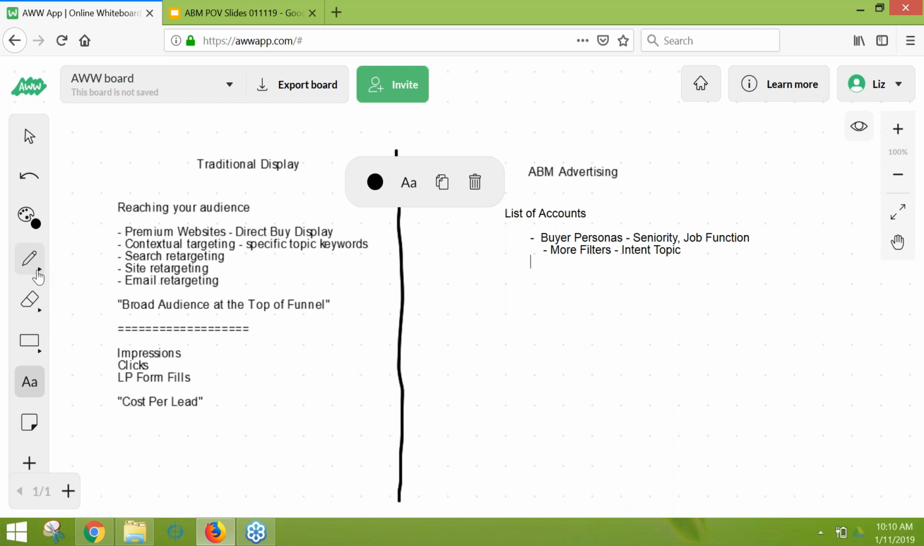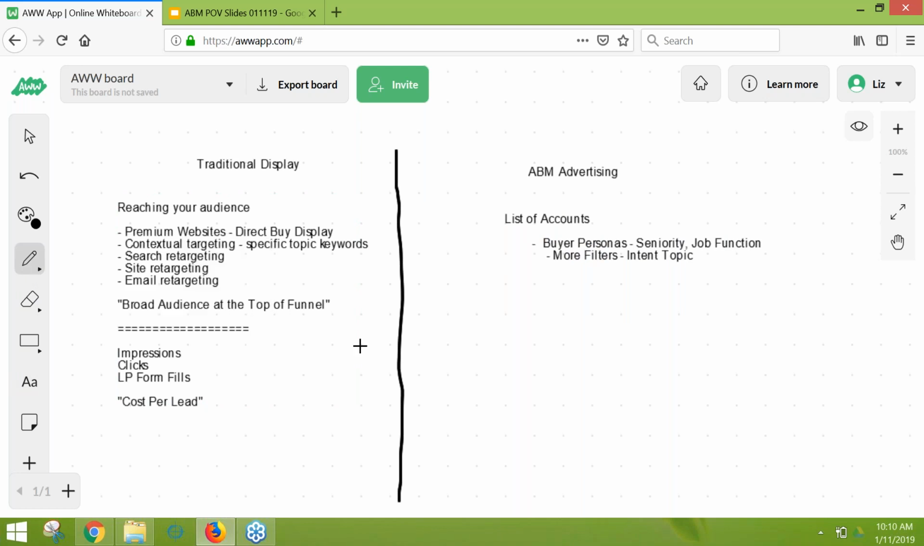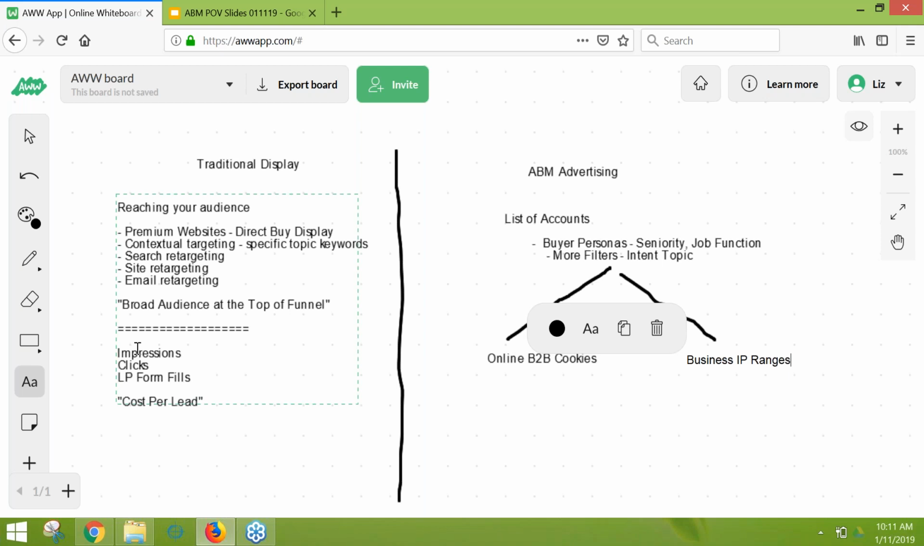And here's where I'm going to draw a line here real quick to talk about two key ways that this information is then split, and then you can have third-party data that you can then source. One is online B2B cookie data, or you've got your business IP ranges that represent the companies that are browsing the web from these accounts, the employees from these accounts. So either way, you've got either business IP ranges or online B2B cookies.